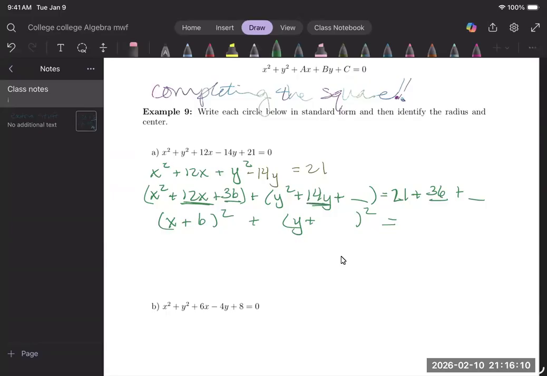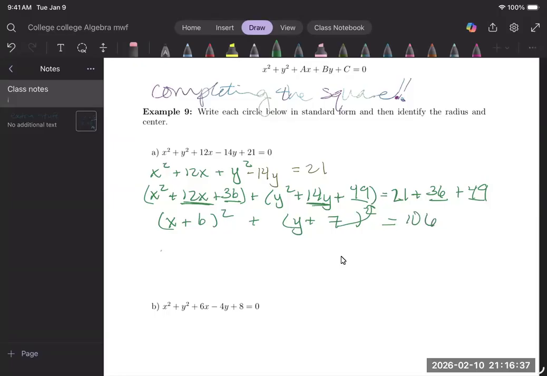For the y's, the middle number gets divided by 2, so that's 7. And then my little skeleton kind of tells you what to do, right? 7 squared is 49. If I add 49 on the left, I have to do it on the right. So now all that's left to do is add 21 plus 36 plus 49, which is 106. And there you go. Ta-da!